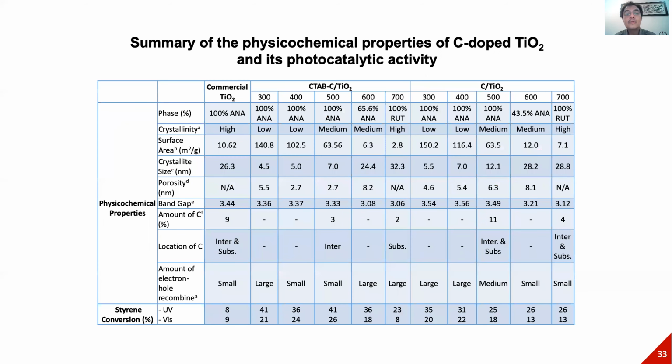This table shows the summary of the physicochemical properties from the characterization analysis and the percent of styrene conversion from the photocatalytic reaction of styrene with hydrogen peroxide.